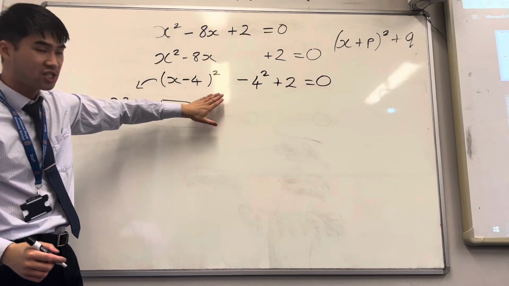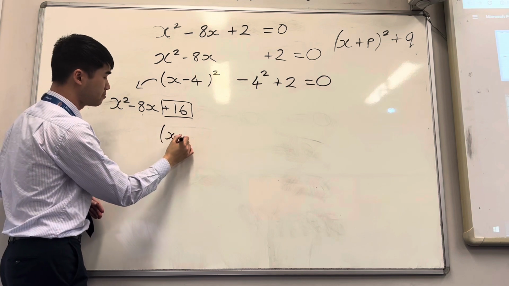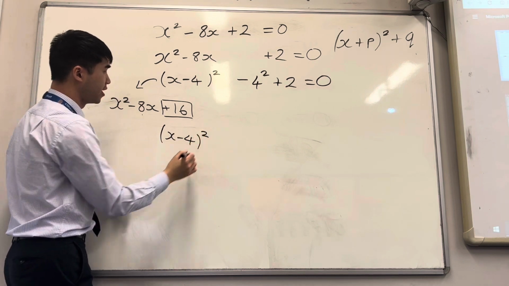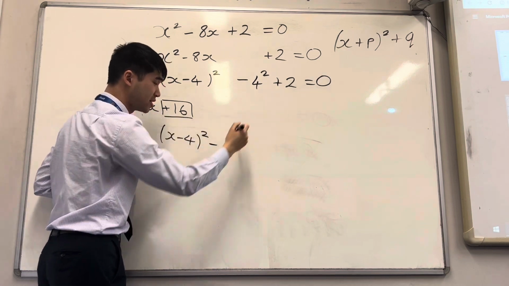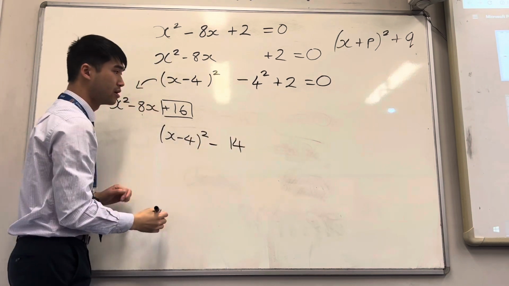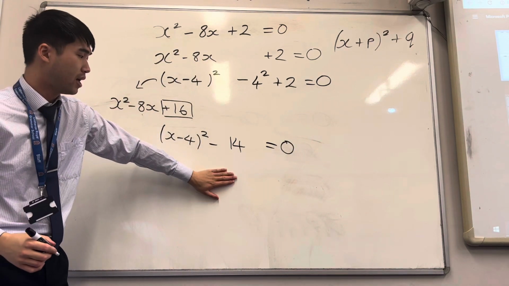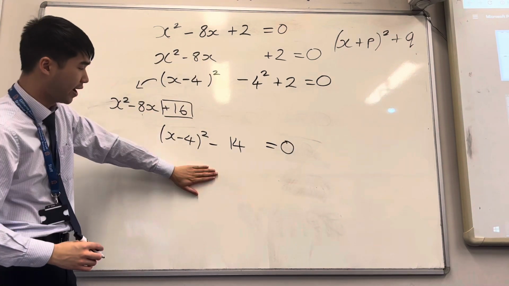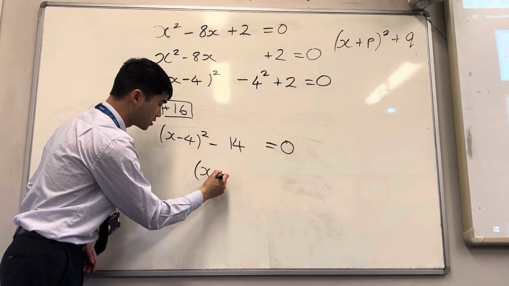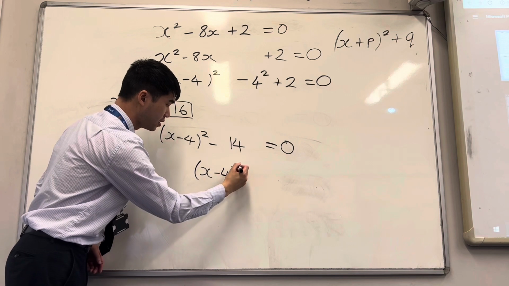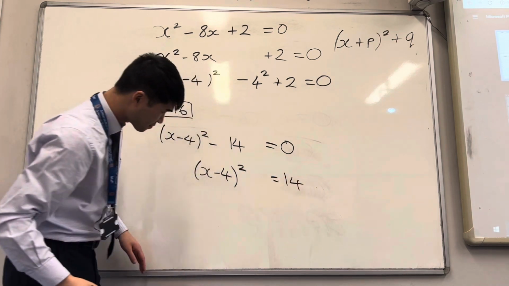Now, if I then simplify this, on the next line I'm going to have x minus 4 squared, take away that 16, plus the 2, which is take away 14, and that's still equal to 0. And I can then try and solve for x by adding 14 to both sides. So I've got x minus 4 squared is equal to 14.